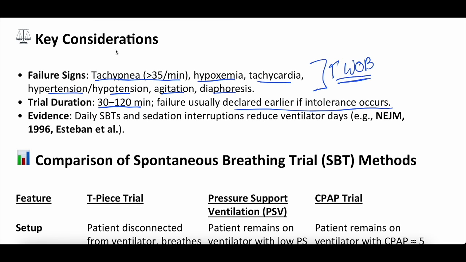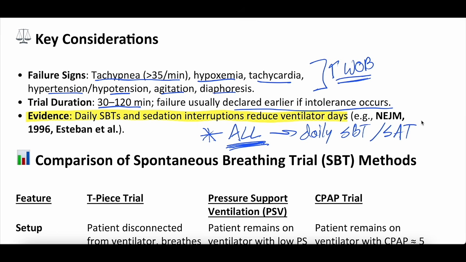And the big thing here, and we probably should have said this earlier, is that there is incredibly robust evidence that daily spontaneous breathing trials and sedation interruptions reduce ventilator days and improve mortality. So all patients, we cannot stress it enough, all patients that qualify should have a daily SBT, spontaneous breathing trial, and SAT, sedation vacation. Every single patient. That improves mortality and reduces ventilator days. Absolutely it does. This should happen for all patients.